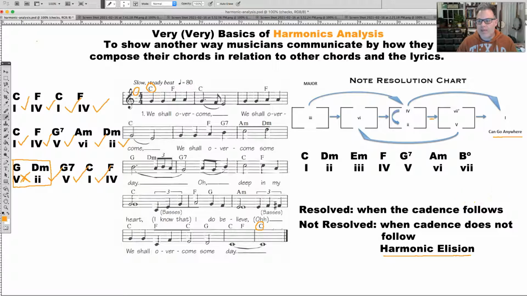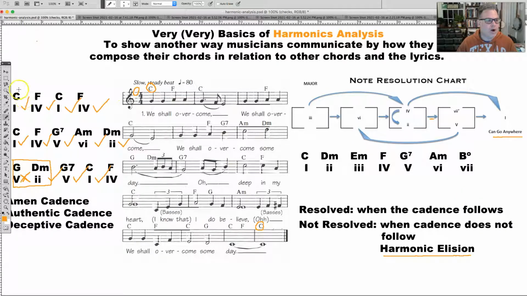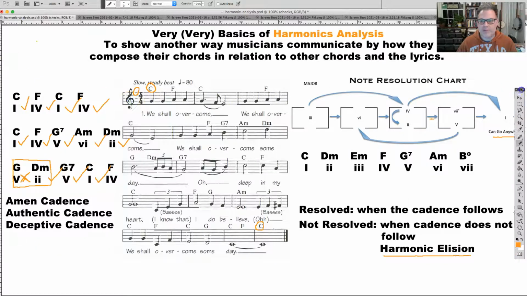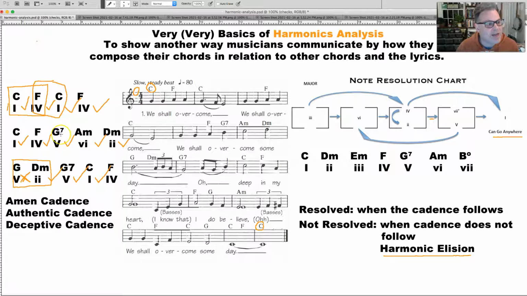Now, there are several cadences, like I talked about. The cadence is when we go from one to the next to the next. Each grouping is called a cadence. Okay, that is called a cadence. This is a cadence, and so on. And certain cadences have names. So, for example, the Amen cadence is when we go from 4 to 1.